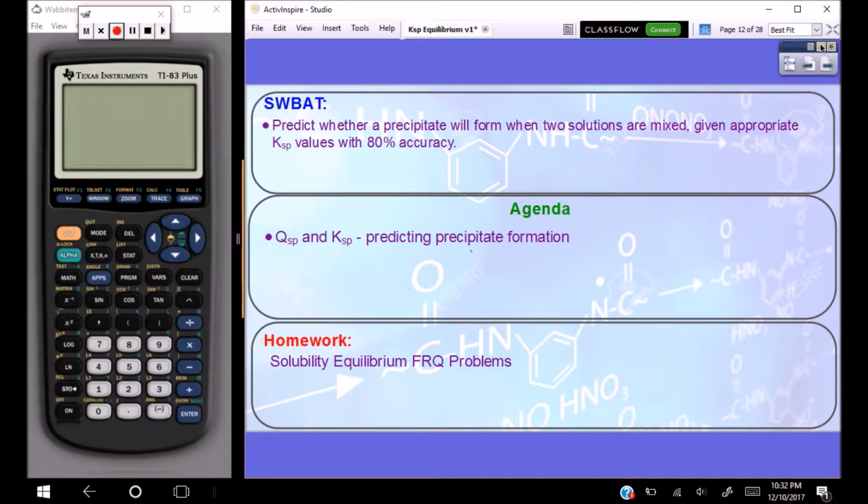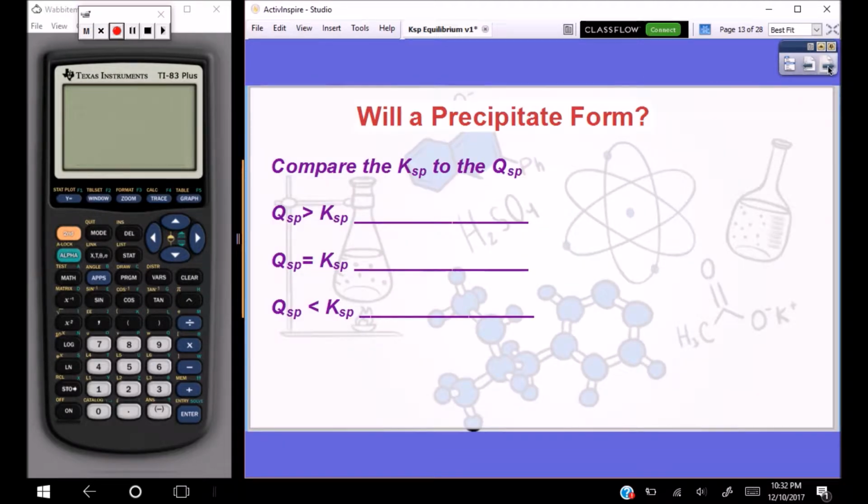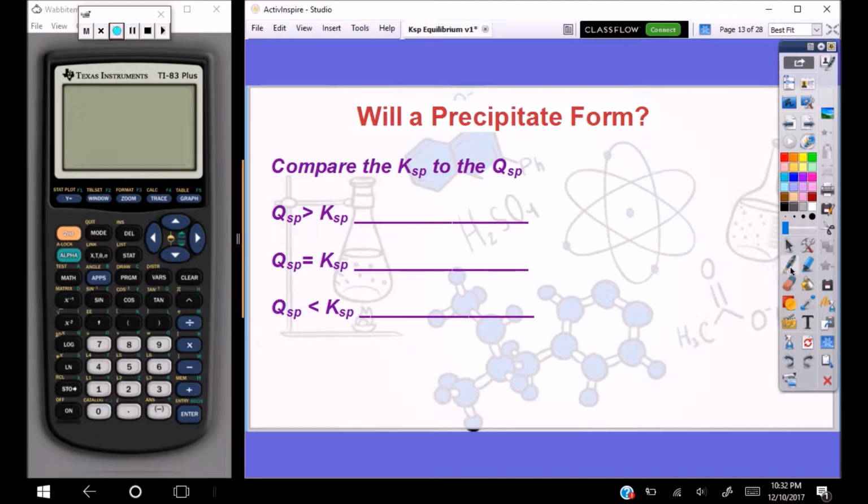We're going to have to compare Q and K, although it's a little bit different when we're looking at solubility product constants. So, will a precipitate form? When we're looking at the comparison of Q versus K for solubility, it's a little bit different than just shifting left, shifting right, or at equilibrium. We can actually attribute some meaning to it.